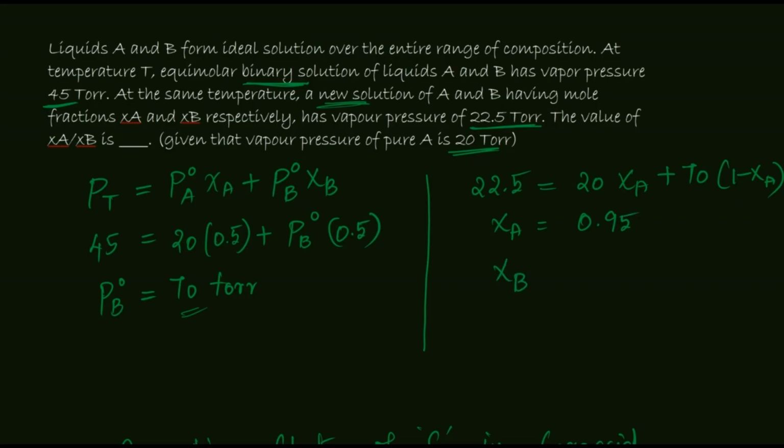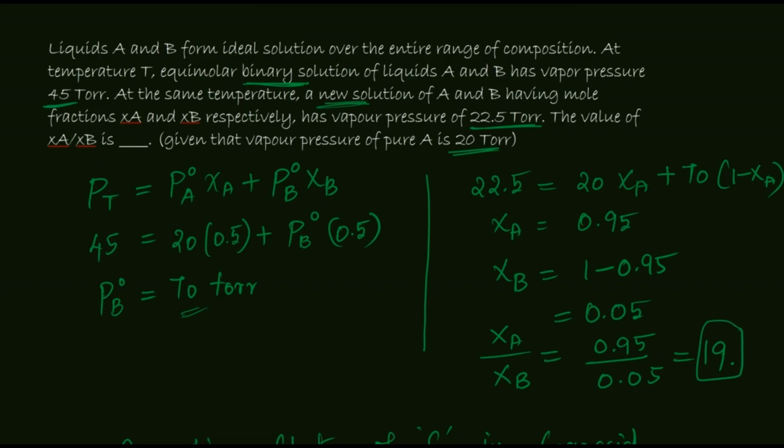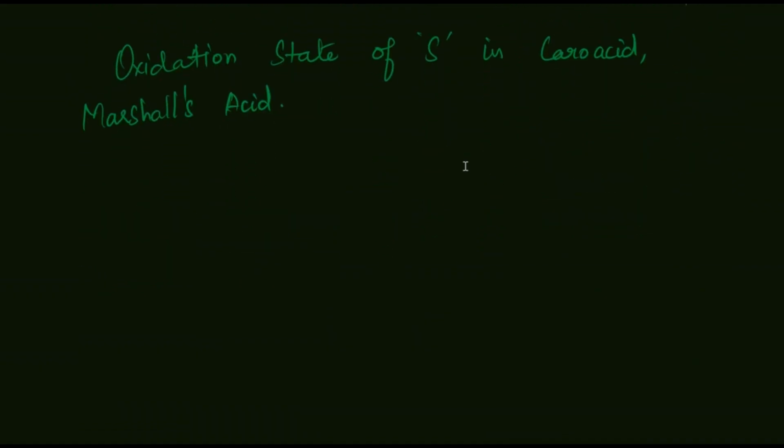So chi B, which is 1 minus 0.95, is nothing but 0.05. The question is not over yet. So we have to calculate chi A by chi B, which is 0.95 divided by 0.05, which is equal to 19. Okay, 19 is the answer to this question. Moving on to the next question.